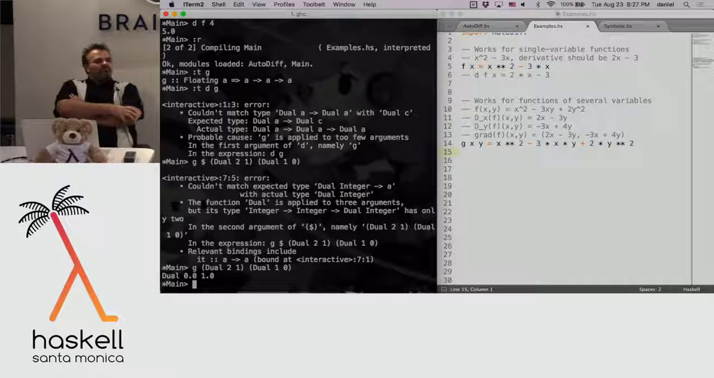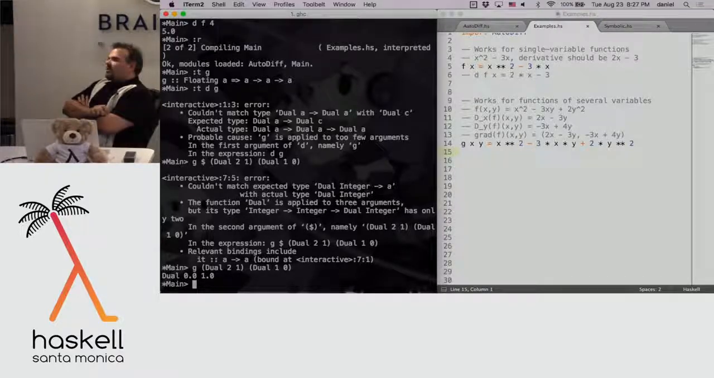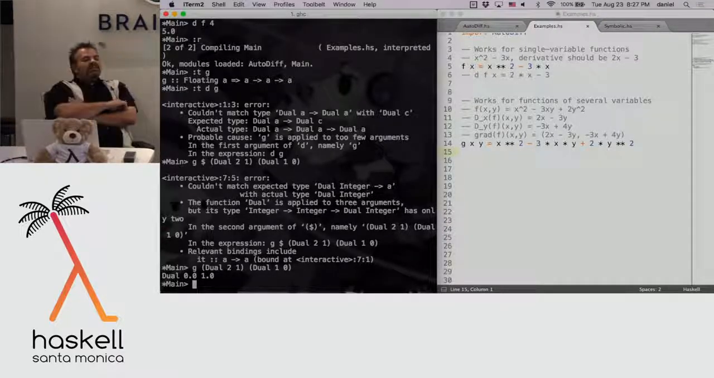Okay, so what do we get? We get dual 0, 1. Again, this has the same meaning from before.